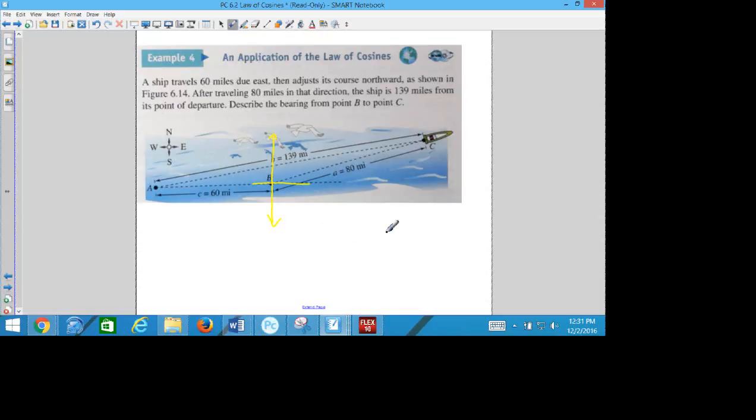So this bearing is going to start with either north or south. Which one? It's going to start with north. Then it's going to have some degree, which is going to be right here. And then what direction after that? East. So we're trying to find north, something, east. We just have to find that degree. So I really don't need to find angle A or angle C. I only need to find angle B. So let's start there.